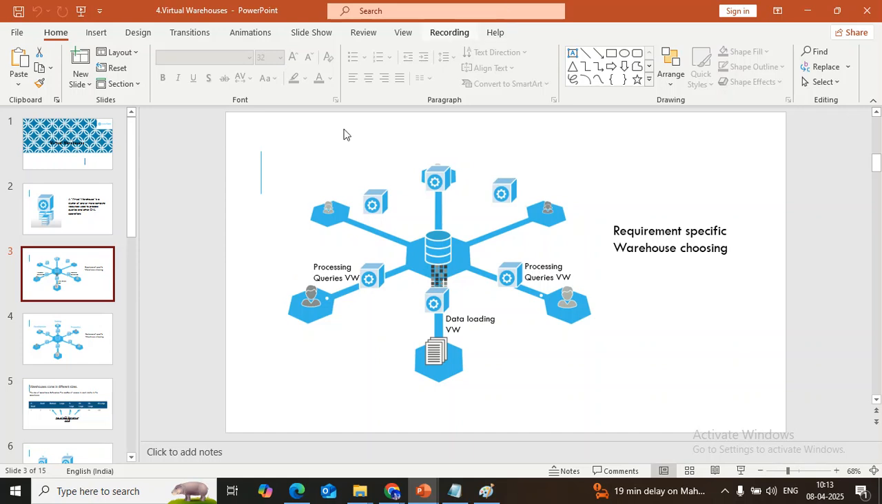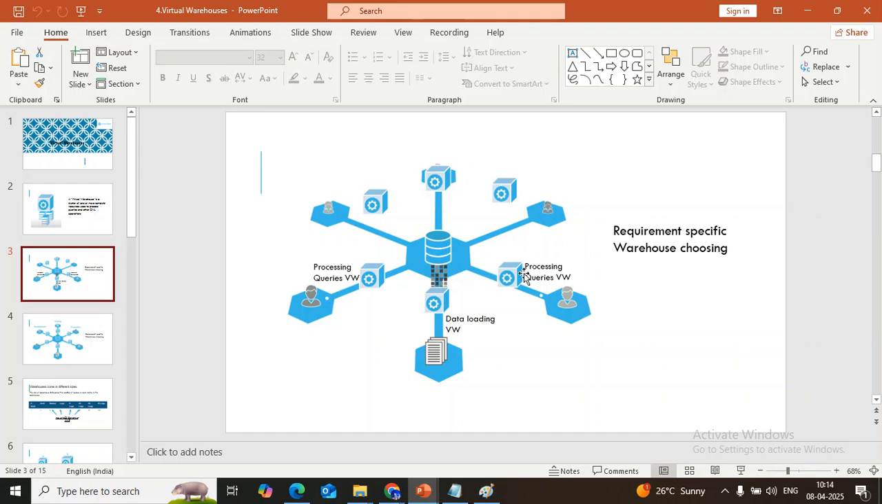So in this scenario, for processing queries you set up one warehouse dedicated to query processing. Another warehouse you design for loading the data, for loading and unloading the data. In the same way, you can give access to other people, for example, in one warehouse we have given access to 50 people.